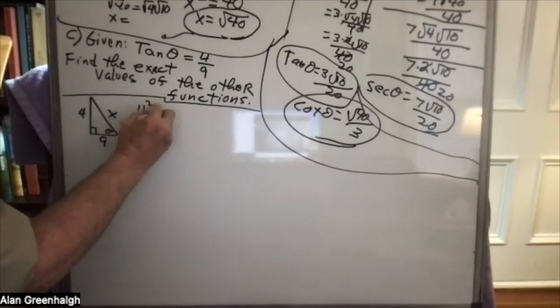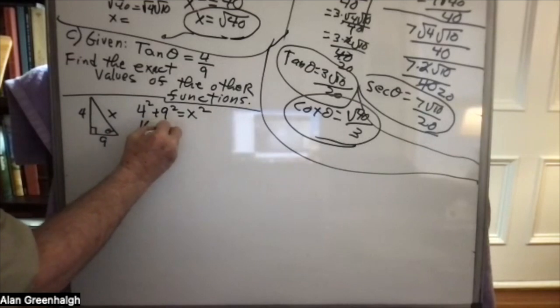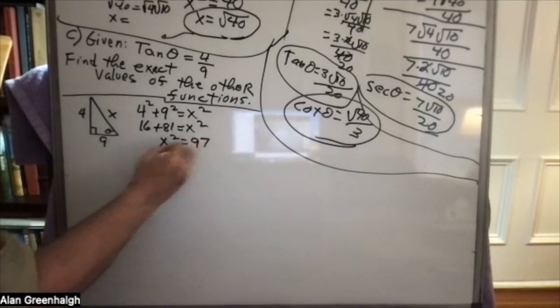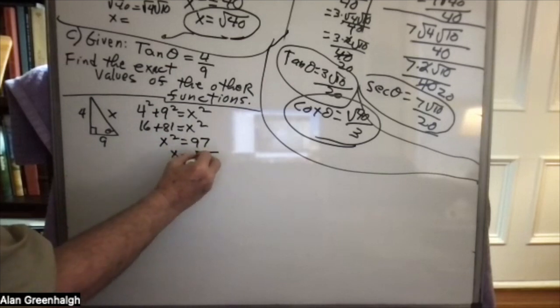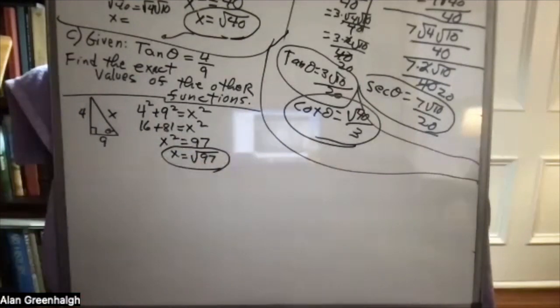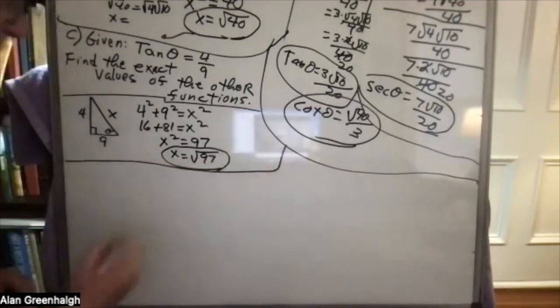4 squared plus 9 squared is equal to x squared. 16 plus 81 is equal to x squared. Turning it around, x squared is equal to 97, and x is equal to the square root of 97. It's a simple problem, okay, but I'm still sitting back and checking my work. That's what I'm doing right now. Okay, looks pretty good.